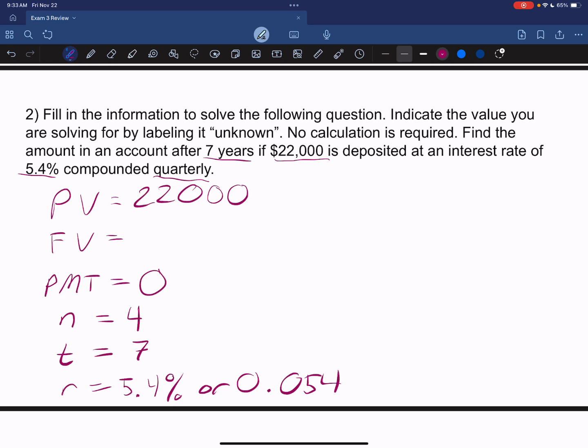And then label what you're trying to solve for by the unknown. So we're trying to find the amount in an account after 7 years, so that is our unknown. That's what we would try to find if we were to solve this. Again, you're not solving it, you're just letting me know and filling in the values.